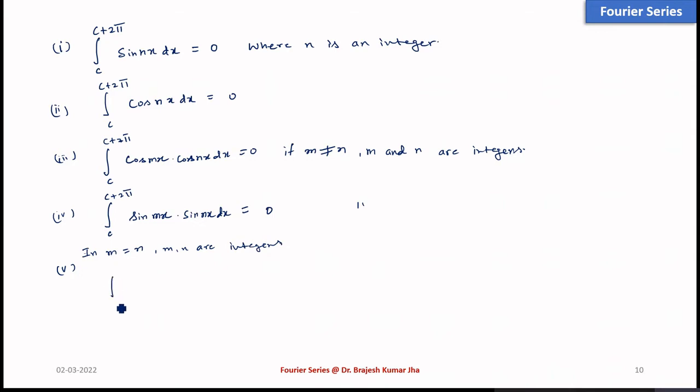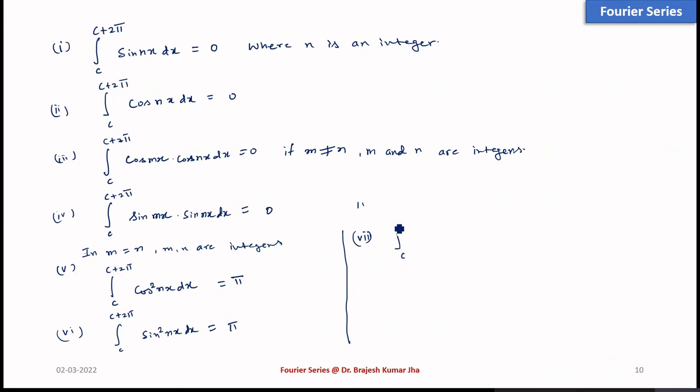In that case, if you take c to c plus 2 pi, cos mx cos nx will be cos square nx dx, which equals pi. Next formula, c to c plus 2 pi is the limit given. If we talk about sin square nx dx, then it will also be pi, if m is equal to n.